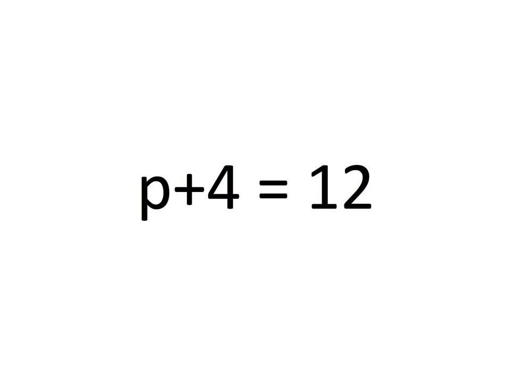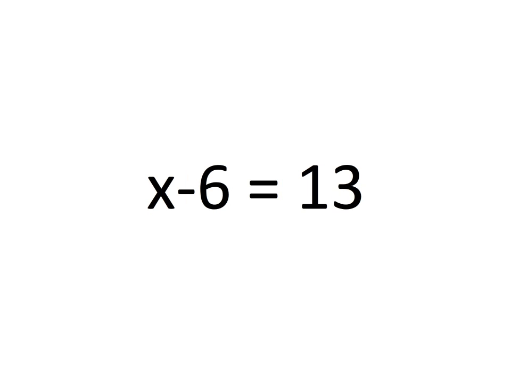In algebra, the notation for plus looks just like it does in any other kind of math, so you won't have to change the way you look at that. So this is P plus 4 equals 12, and looks just like you'd expect it to. The same is true for subtraction. We use the same symbol as we normally would, so this is x minus 6 equals 13.